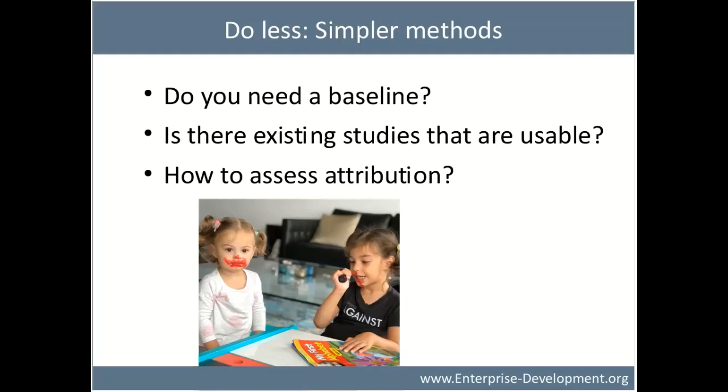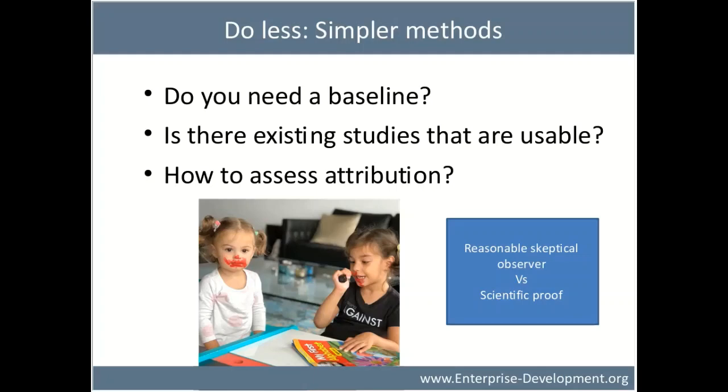Not rock solid proof. The point I'm trying to make here is that when you want to do results measurement in a credible manner, think of what you need in order to convince a reasonable, skeptical observer. You don't need scientific proof in order to measure in a credible manner.